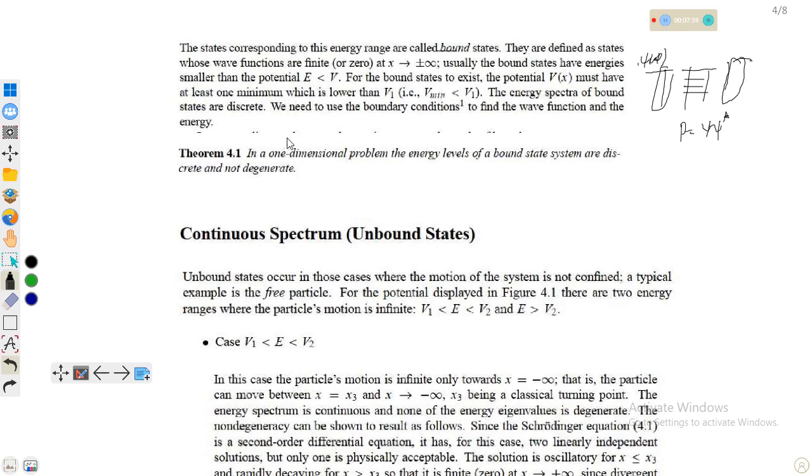Regarding this, we have a theorem: in a one-dimensional problem, the energy levels of a bound state system are discrete. When we have a bound state, like I discussed in the nucleus example, the particle is bounded, so we will have discrete energy levels which are sharply separated from each other. And they are non-degenerate, meaning no two states have the same energy. Each state will have a different energy.